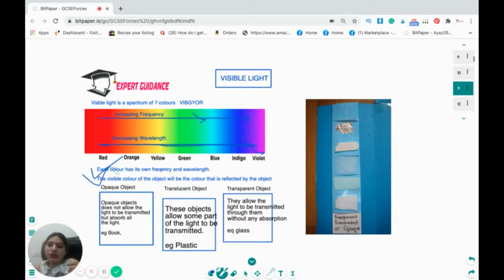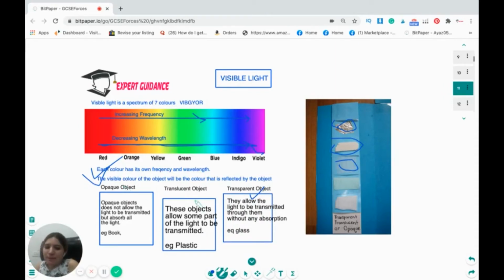Now, depending on whether light can pass through an object or not, we have 3 categories. We have opaque objects, translucent objects, and transparent objects. So you can see here, this looks like an opaque object. This looks like a slightly translucent object. An opaque object does not allow the light to be transmitted, but absorbs all the light. For example, a book. If you keep a book in front of you, you cannot see what is behind the book. Translucent objects are like plastic.